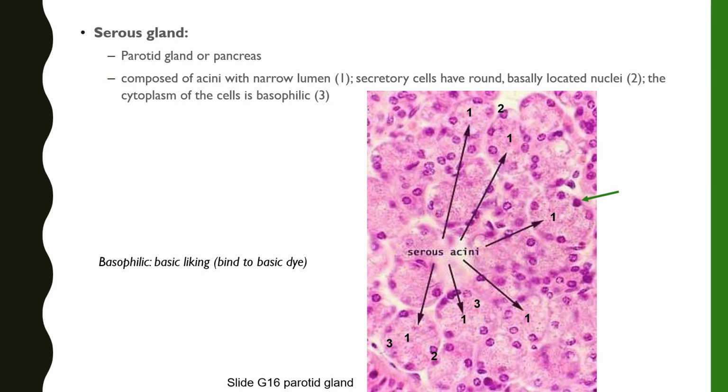characteristic is the cytoplasm of the cells is basophilic. Basophilic is just a terminology, meaning basic liking, which means it binds to basic dye. An example of a basic dye is hematoxylin. It will give a purplish color, right?